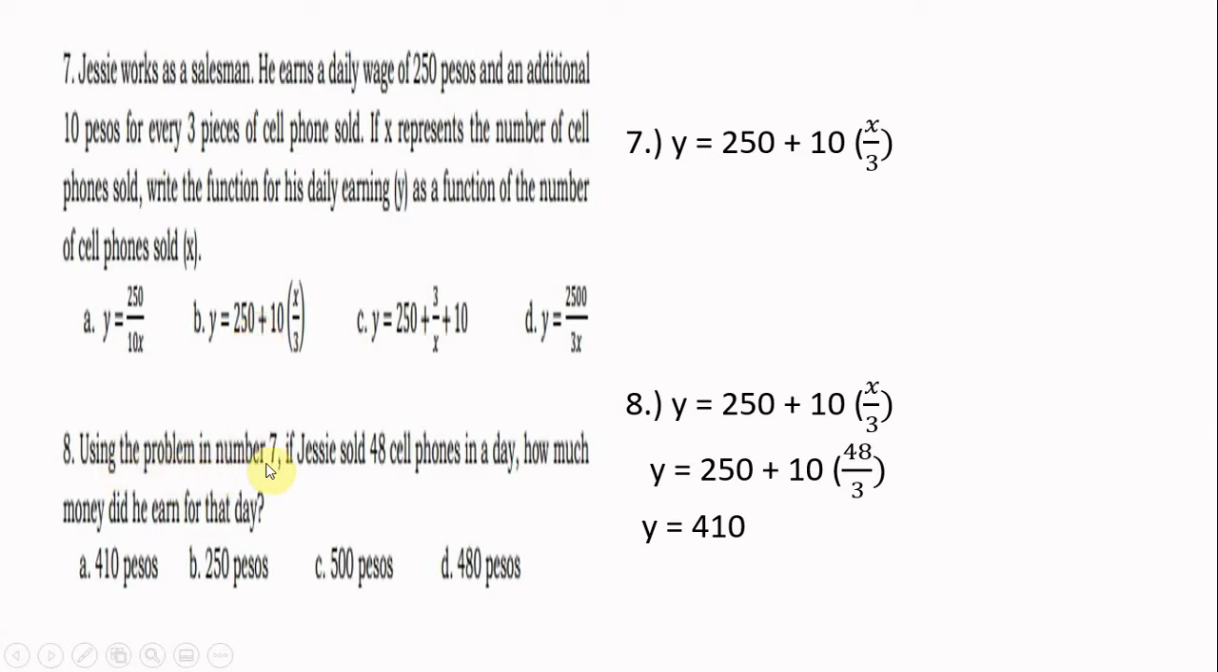Okay, using the problem in number 7, if Jesse sold 48 cell phones in a day, how much money did he earn for that day? So all you have to do is to substitute X by 48 here. So 48 divided by 3, times 10, that's 160, plus 250, that's 410 in all. So he earned 410 pesos in a day.